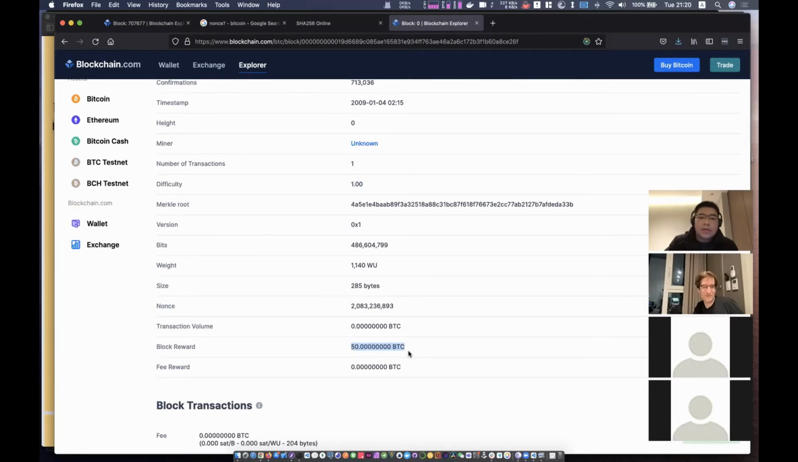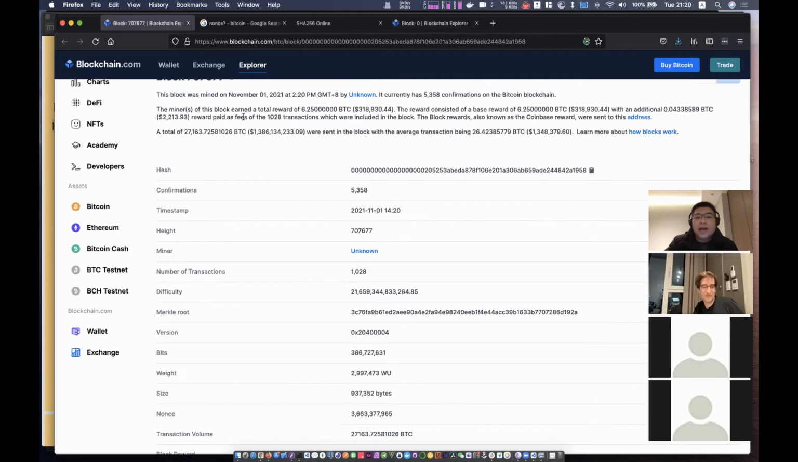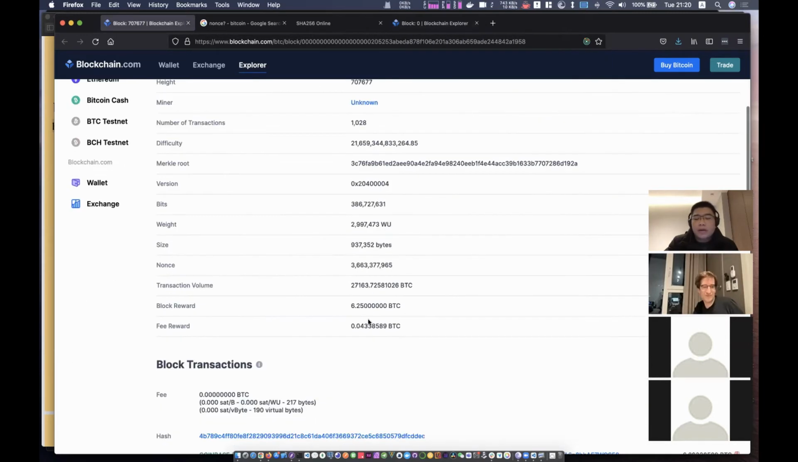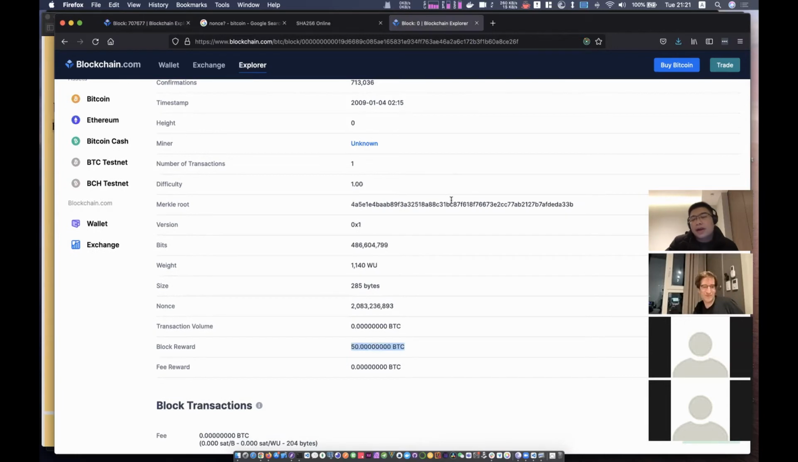Okay, so you might ask, hey, why is the block 0 reward 50 BTC? We can see that nowadays the block reward is reduced to 6.25 BTC, because in the beginning no one was interested in mining BTC, so they gave a big reward to try to convince people to mine.